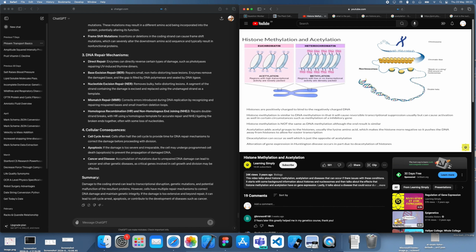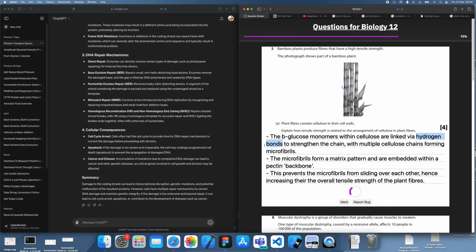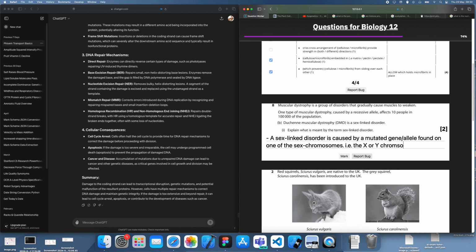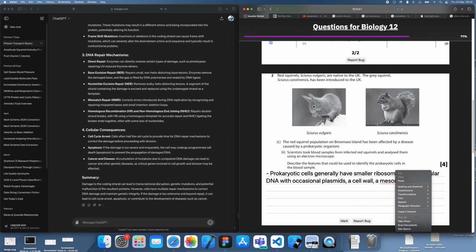Also learned about acetation. I can't say it, but acetylation. I'm gonna just say that. Not really the opposite of methylation, but similar. Acetation basically allows genes to be expressed, whereas methylation suppresses genes.